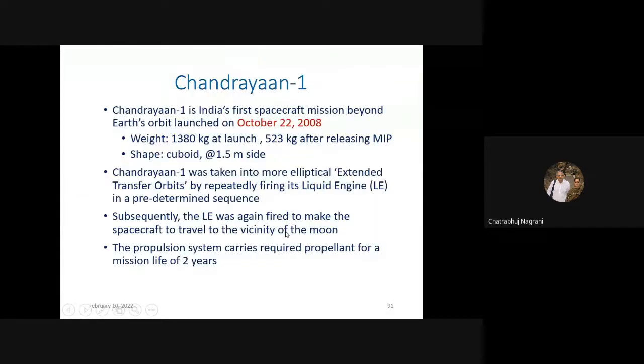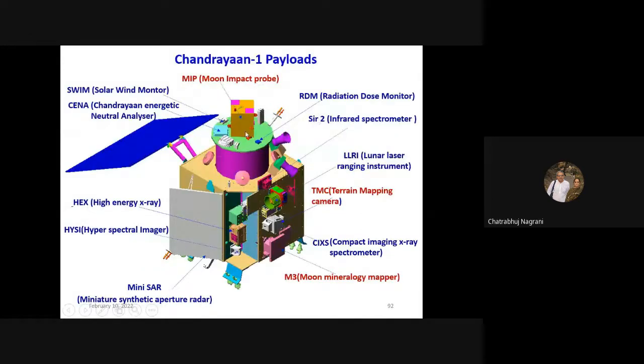planetary mission. So one planetary mission was Chandrayaan. As you know, Chandrayaan 1 was launched on October 2, 2008. And these are the payloads. I will tell you 3 payloads which we discussed. One was MIP, that is moon impact probe, because we wanted to put a probe on the surface of the moon. So we released that moon impact probe.